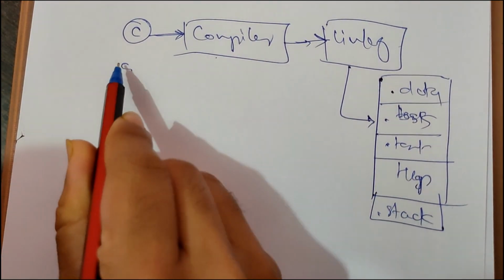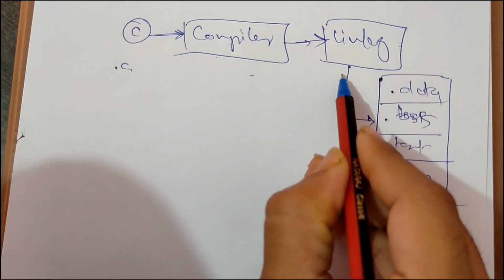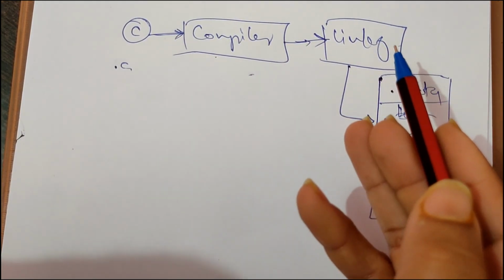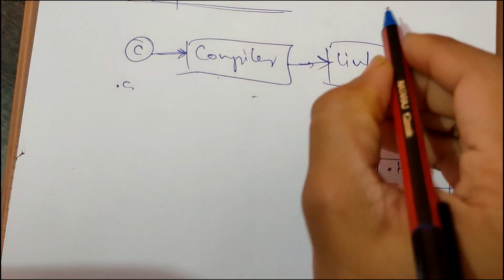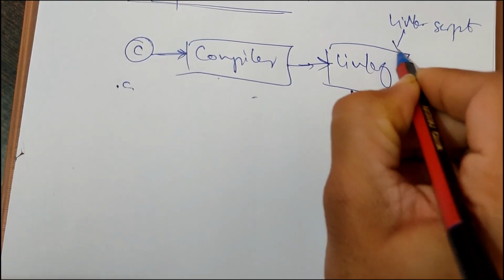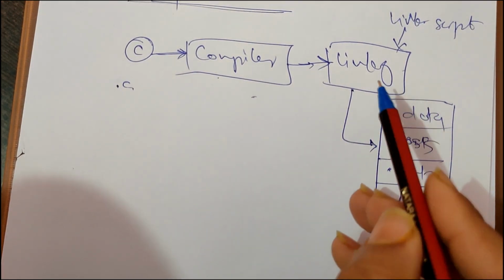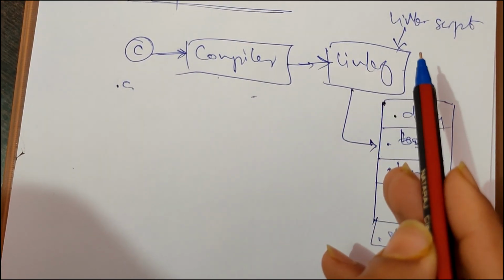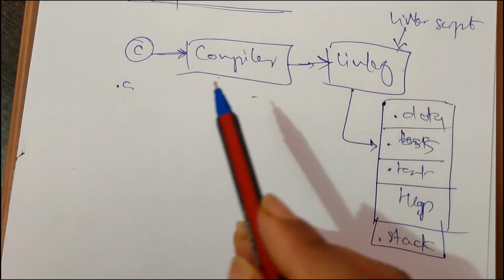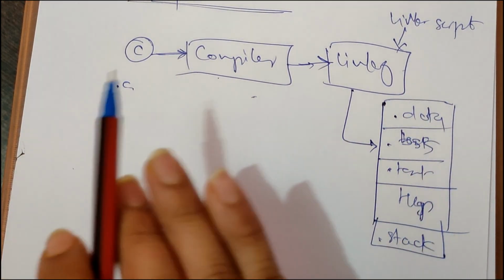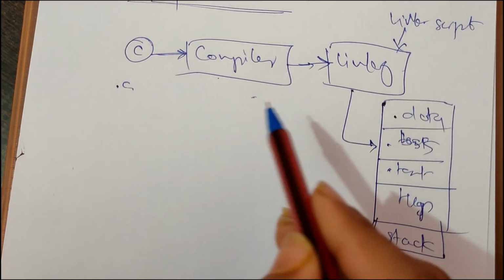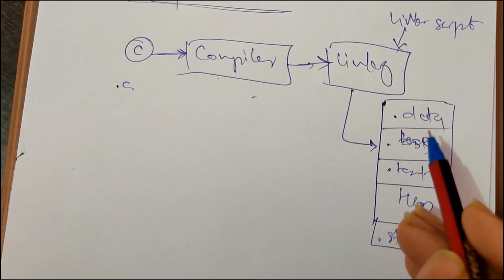When the compiler takes our C program files, at the same time the linker, I am using different words here: linker, linking, linker script, etc. Sorry, I forgot, here that's the linker script. Okay, I am using different words, so we will see one by one after. You should have a basic understanding of how this data is stored in memory.